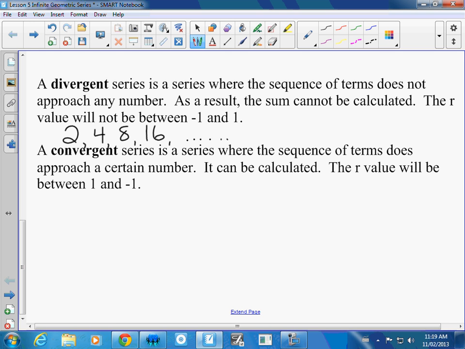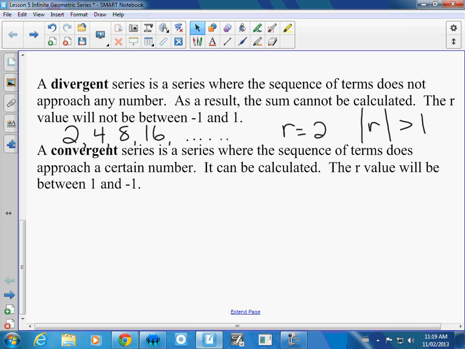What is r in this case? Now think about this for a minute. This is getting larger and larger and larger. Could you ever find the sum of that? No, it would be impossible. You can't find the sum of a series that's getting larger all the time. So the r value will not be between -1 and 1. Is it outside that range? Another way to look at it is this: the absolute value of r is greater than 1. What's absolute value mean, again, by the way?